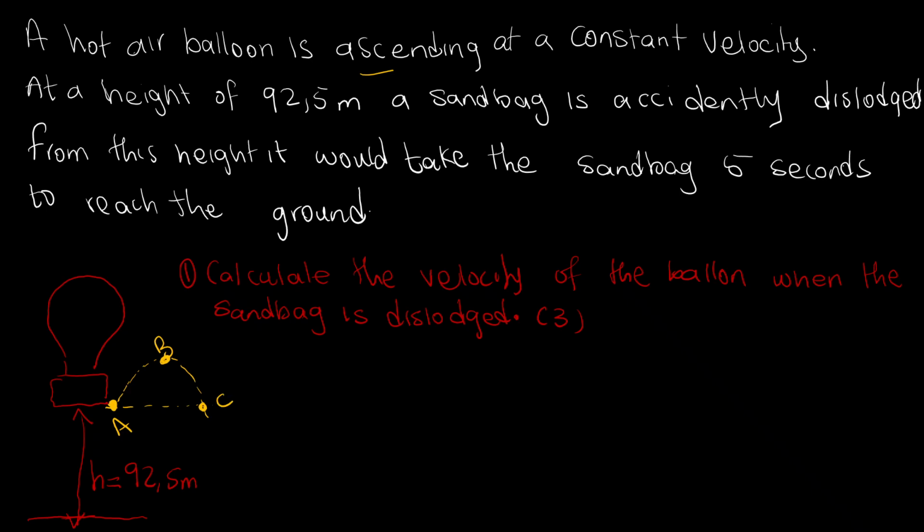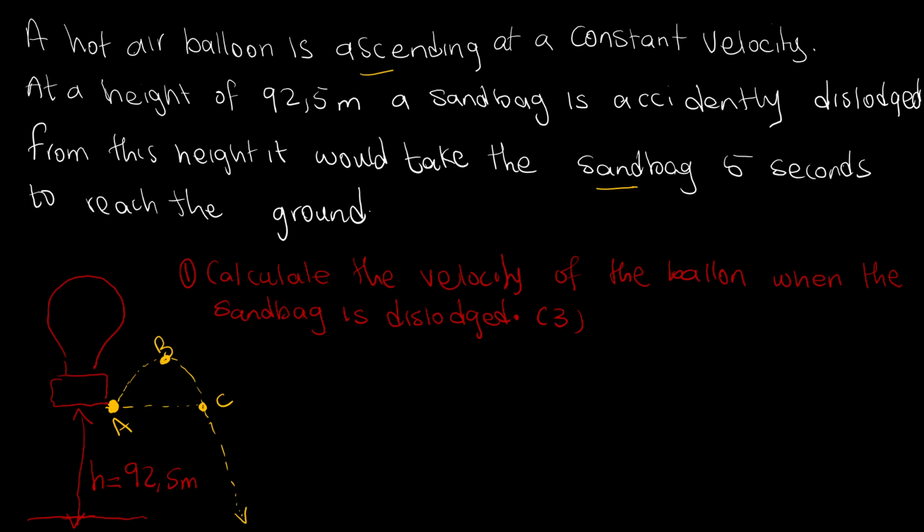So the velocity that it goes from A to B, then when it's at B, it reaches what? The maximum height. Then it will come back with the same velocity that it moved from A to B. Now the question says that from this height, it takes that sandbag 5 seconds to reach the ground. Make sure you pause the lesson, understand the statement. They want you to calculate the velocity of the balloon when the sandbag is dislodged.